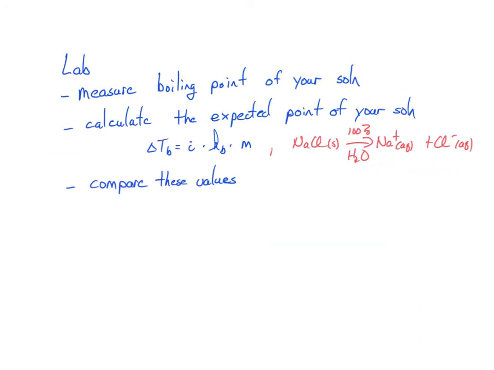Now for this virtual lab, you're going to measure the boiling point of a solution experimentally, and then calculate the expected value for the boiling point of your solution. You'll need to calculate the molality of the solution from the mass of your solute and its formula weight, and I you will need to determine based on 100% dissociation of sodium chloride. Then you're going to compare these two values.